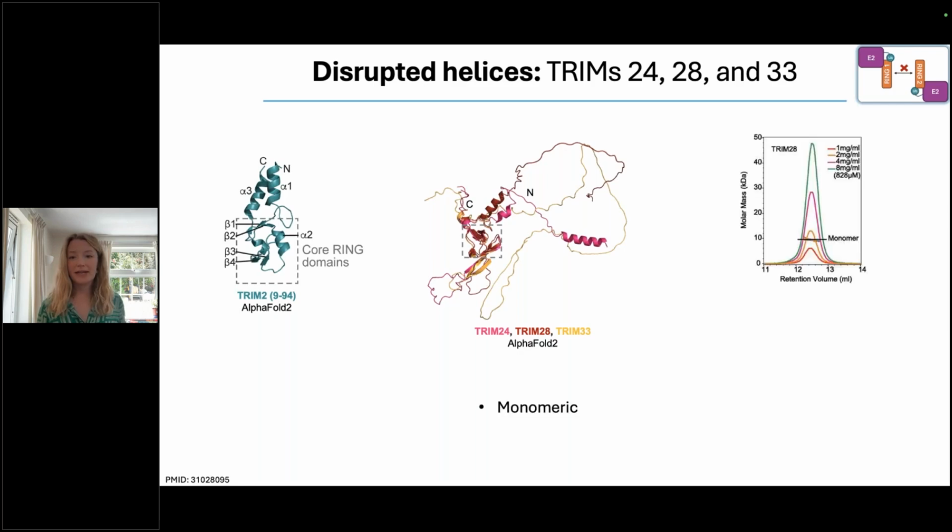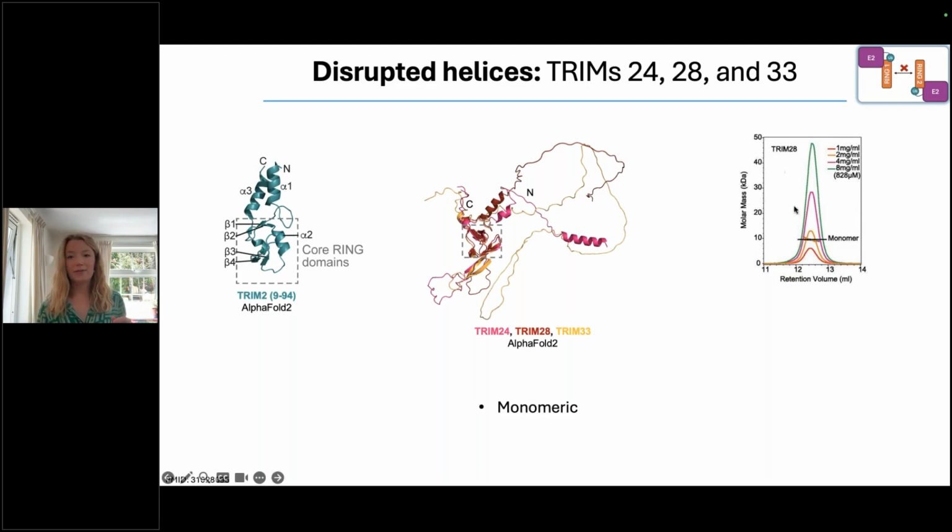And we tested this using SEC-MALS. This is size exclusion chromatography linked to multi-angle laser light scattering. This can measure the size of the molecule that you're putting through it in solution. And for us, this is really important because we can then look at the oligomerization state of the ring domains.